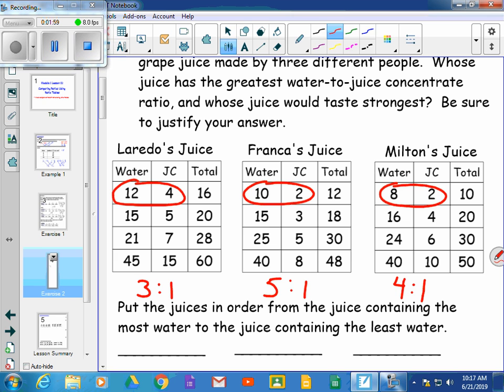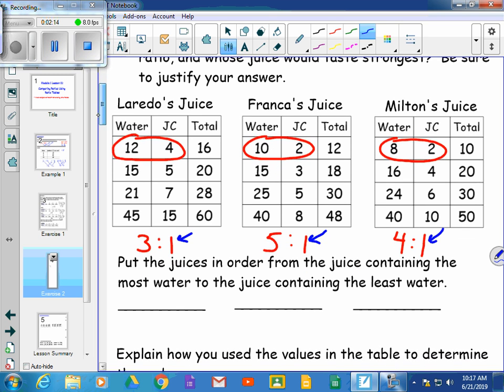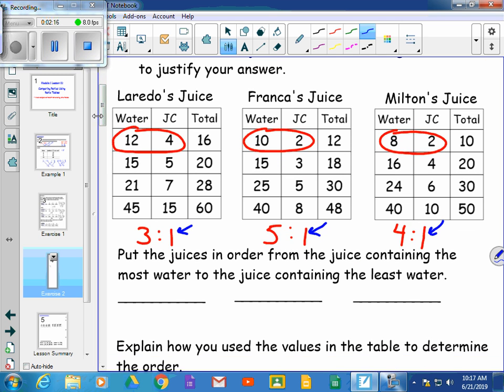Now notice every one of these simplified ratios has the same second term of 1. Once we get a common term, we can compare. We can use those ratios to compare, since we're all putting how much water to 1 cup of juice concentrate.